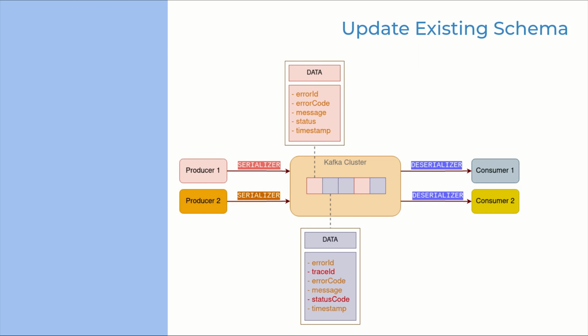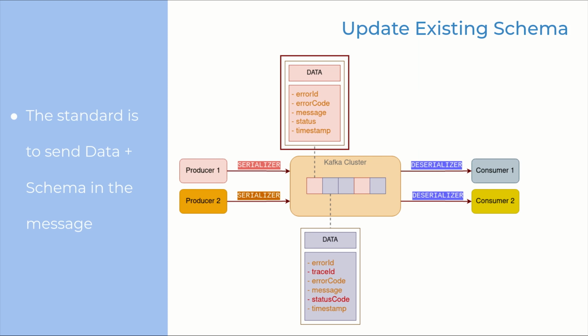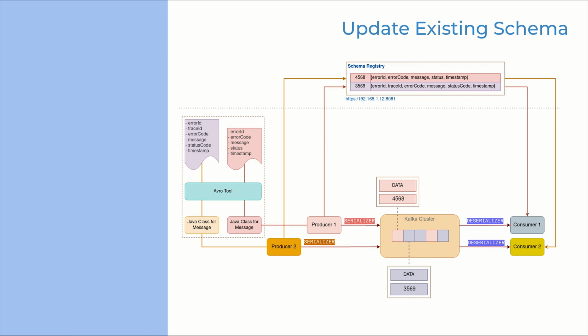So in order to avoid that, one approach is to send the schema along with the data within the same message. So the deserializer will know which schema to use in order to extract the actual data. And to make this more efficient, there are tools available like Avro and Protocol Buffers, which help to maintain the schema as a kind of remote service.